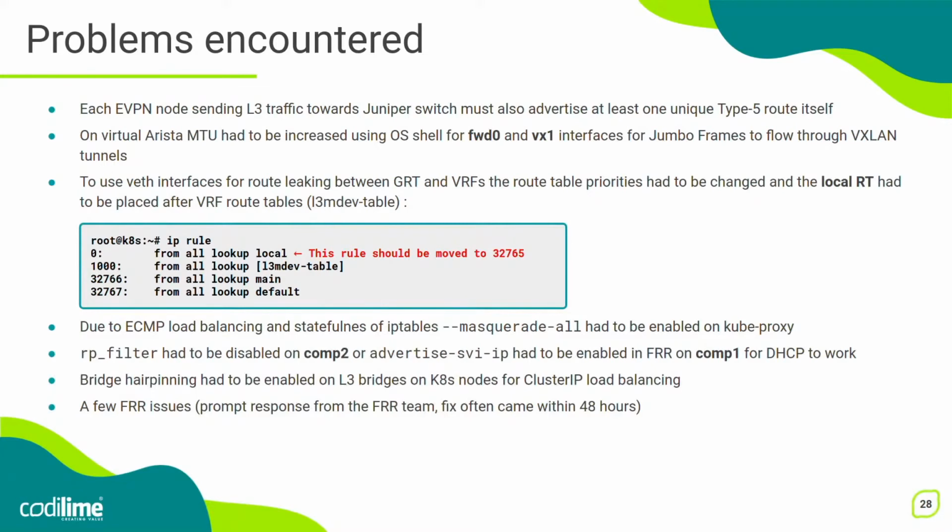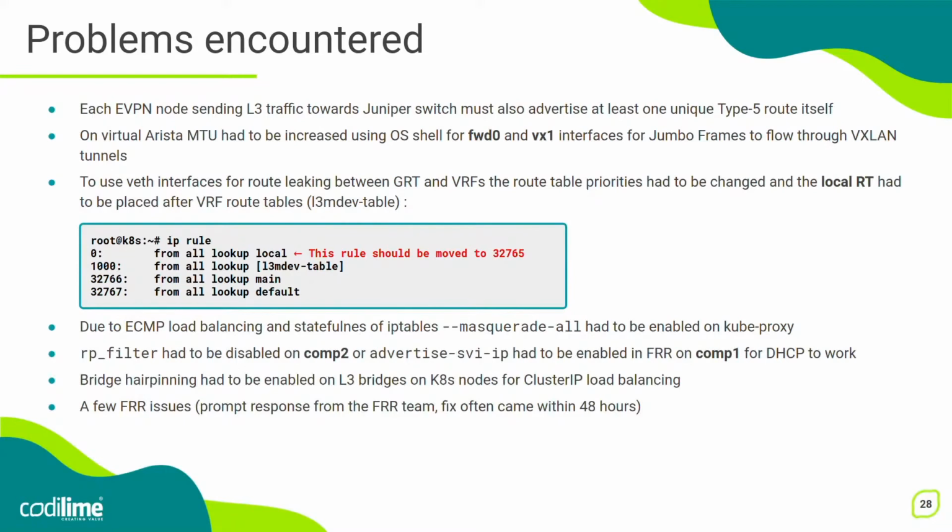On the virtual Arista, the MTU has to be increased for the FWD interface and VX interface. Those interfaces are hidden from the configuration, so we have to switch to the shell and manually do the ip link set mtu command to increase the MTU to allow jumbo frame processing or even 1500 packets processing.